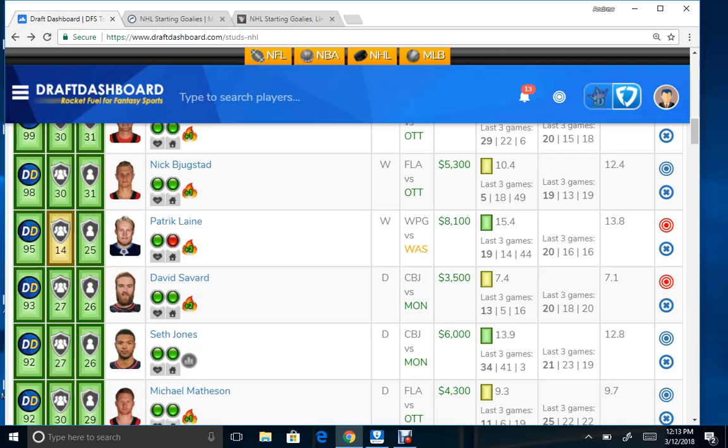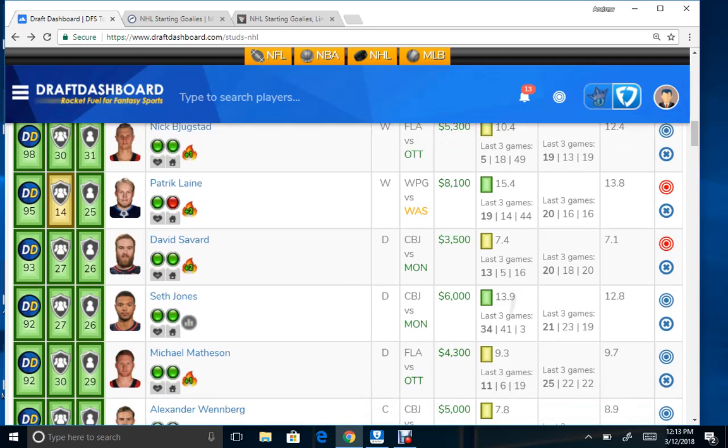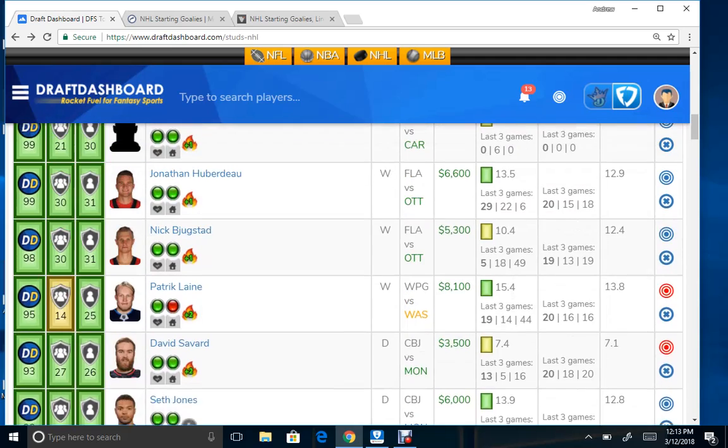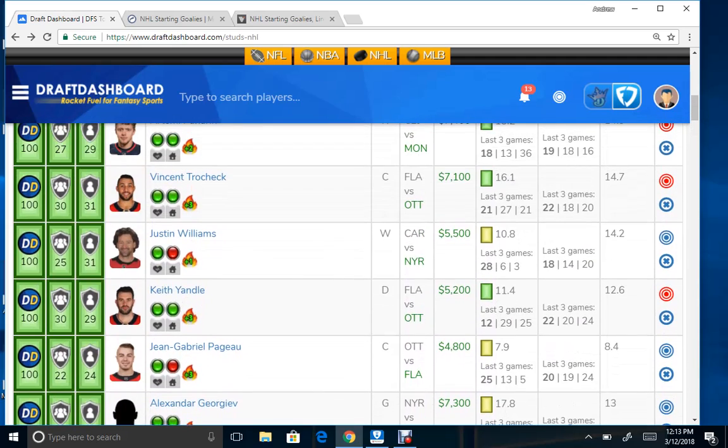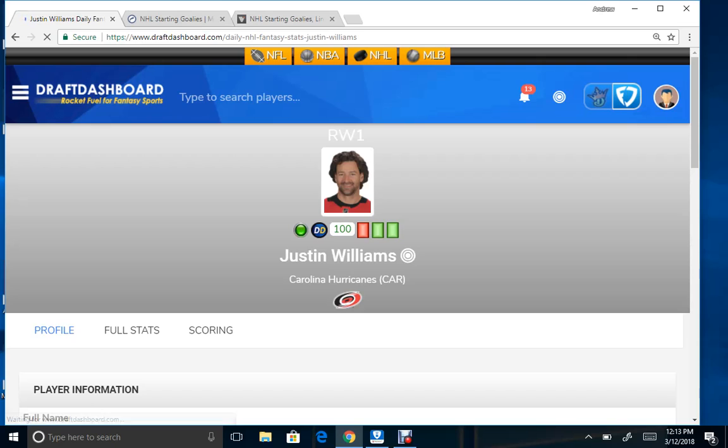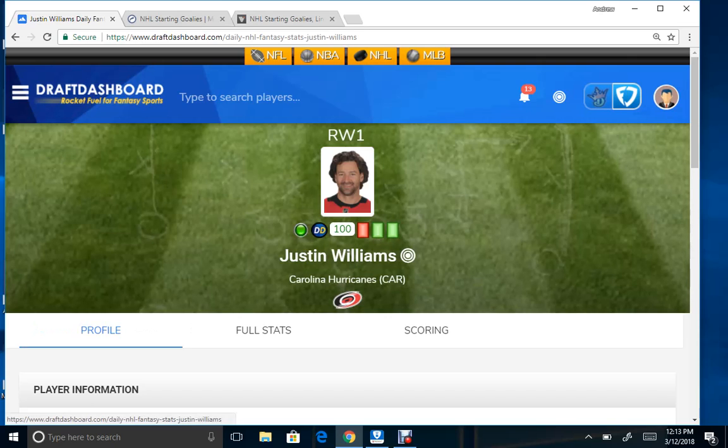Seth Jones, I'm not really going to watch as a consistent player today. Just tournament, we'll keep it to that. But let's look more specifically at Justin Williams, away from home, but they're favored, I noticed, in today's matchup versus the Rangers. Also keep in mind, this is not going to be showing in this particular spreadsheet, but tired players.